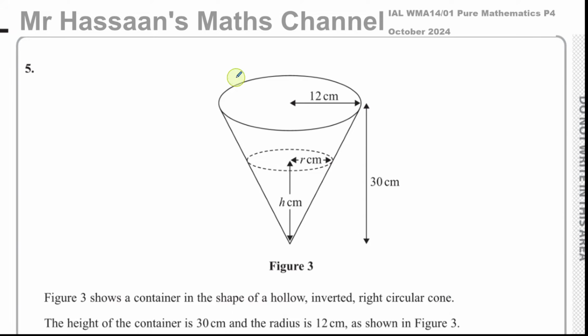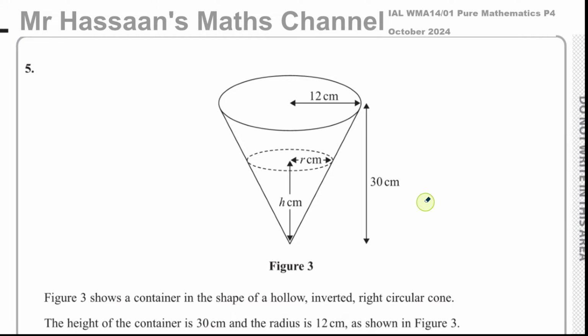Okay, so it's hollow, means it's not solid, empty. Inverted, upside down. Okay, a cone this way is the right way up, and this way is inverted, upside down. Right circular cone. Okay, right means if you draw a line down from the vertex, it's perpendicular to the base.